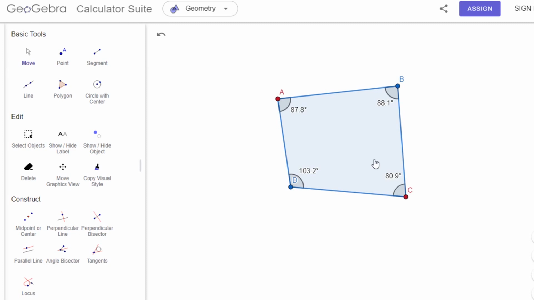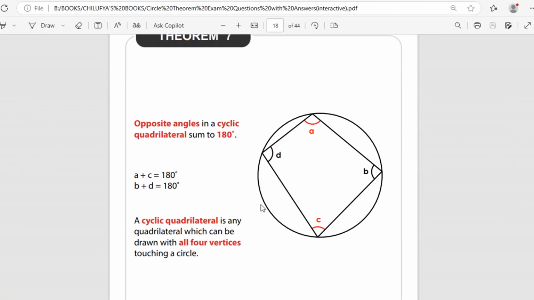So now I want us to look at this theorem very closely. It says that opposite angles in a cyclic quadrilateral sum to 180. So when we add the opposite angles, as you can see, A is opposite to C and D is opposite to B. That's what they mean when they say opposite angles. So when you add angle A and C in a cyclic quadrilateral, meaning that it's in a circle, it should give you what? 180. So when you add opposite angles, they should give you 180.